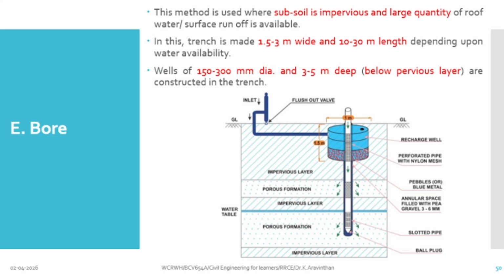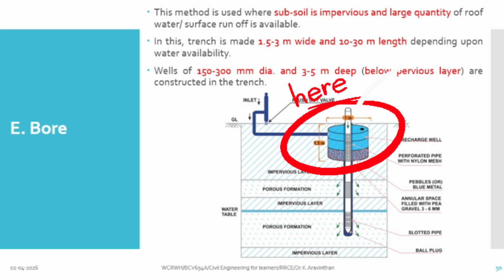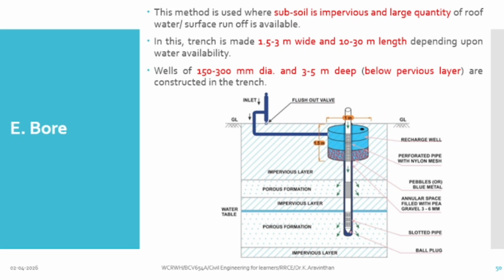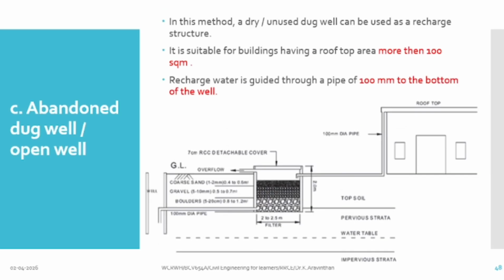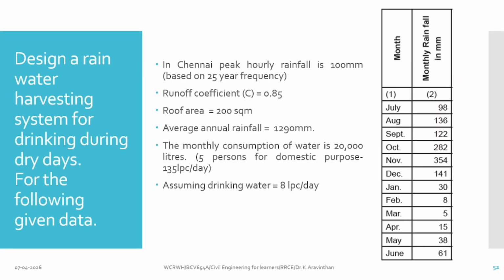Then you can use it 150 to 300 mm dia. This is 150 to 300 and 3.5 m deep. What are the materials? This is nothing but boulder, gravel, sand. The same way, you check all the diagrams, they will have the same thing. See, there is boulder, gravel, sand. All the drawings have the same phenomena. The size is different.